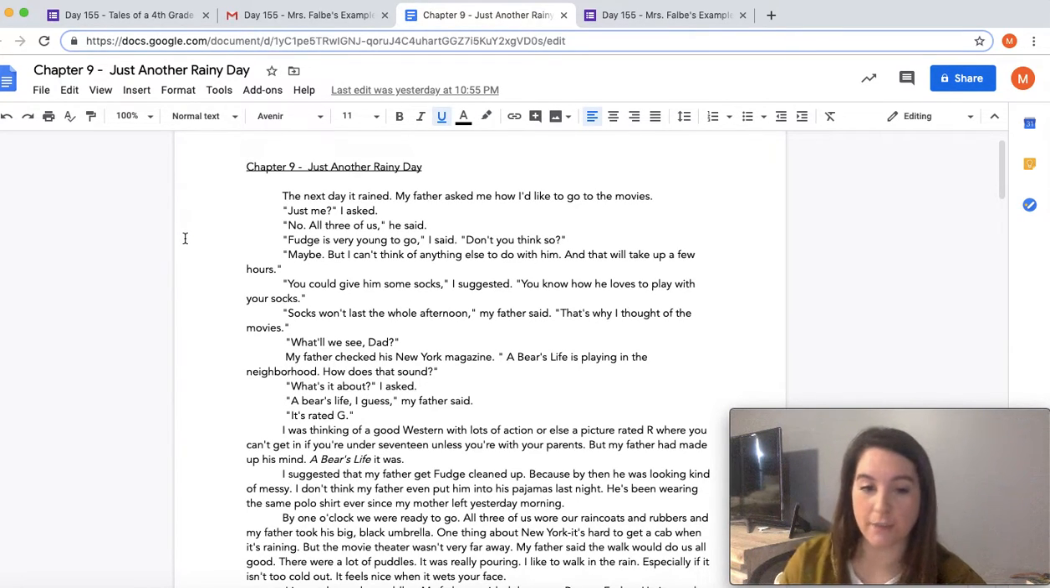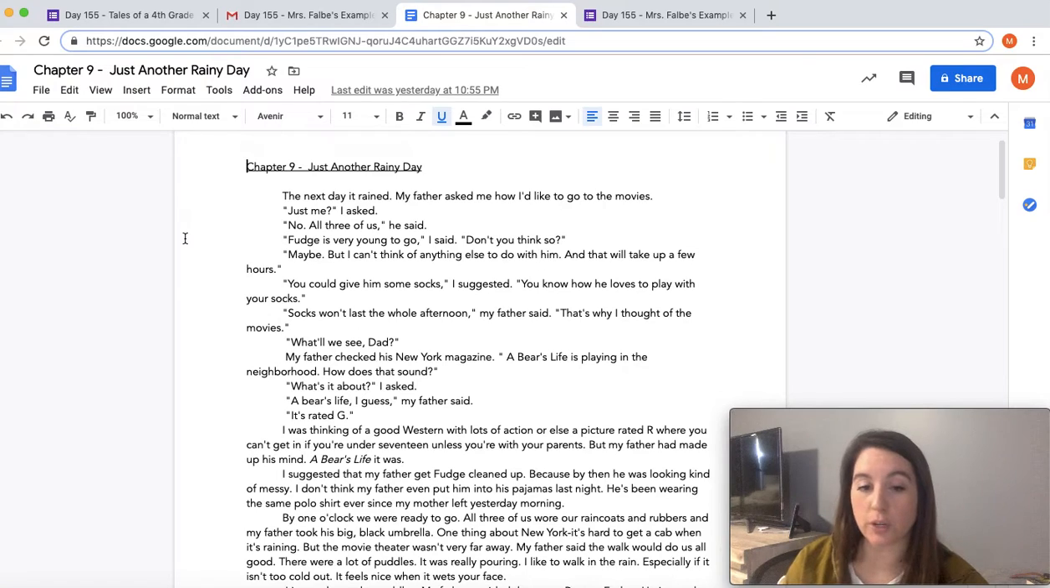I suggested that my father get Fudge cleaned up, because by then he was looking kind of messy. I don't think my father even put him into his pajamas last night. He's been wearing the same polo shirt ever since my mother left yesterday morning. By 1 o'clock, we were ready to go. All 3 of us wore our raincoats and rubbers, and my father took his big black umbrella.